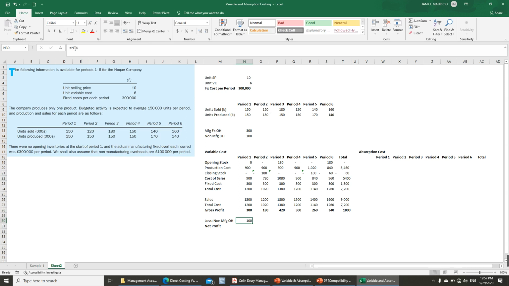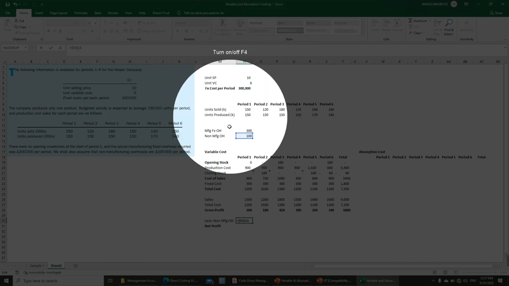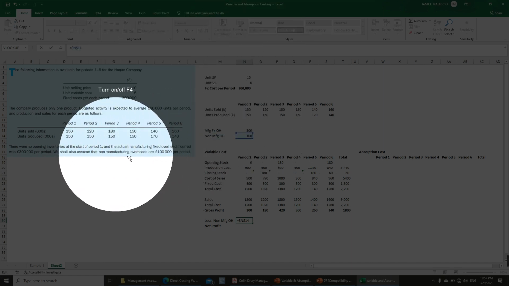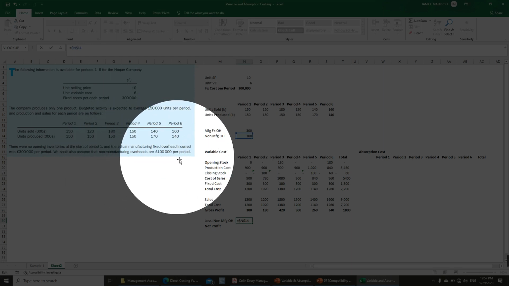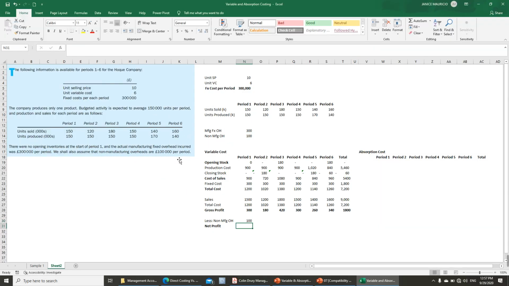So, again, we fix it there: non-manufacturing overhead, because it says it is fixed at 100,000 per period. Okay? And then, we just copy it. Now, having all these numbers on this table, we can compute the net profit, which is gross profit minus the non-manufacturing overhead. So, just copy your formula from column N to column S, and then we will see, oops, wrong.